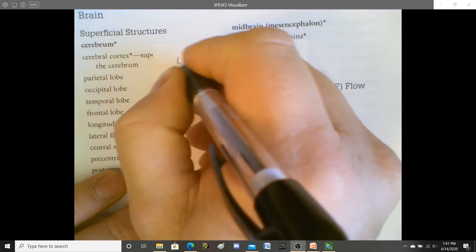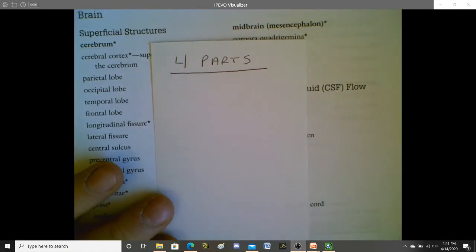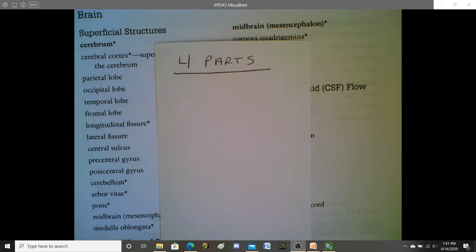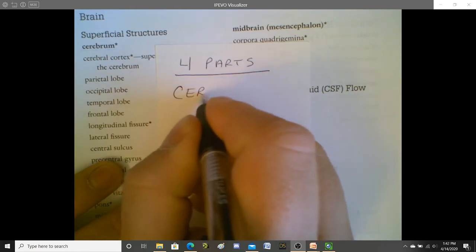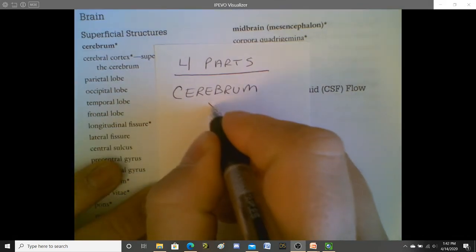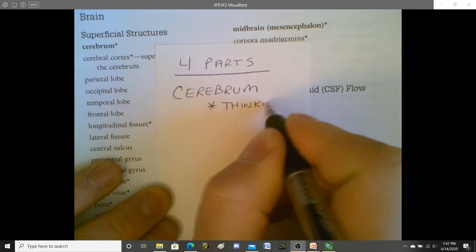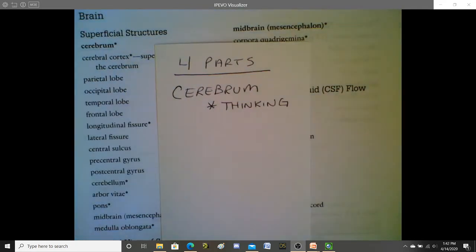So there are 4 parts to the brain, and they are listed on page 113, and I'll show you where they are. But the 4 parts of the brain are the cerebrum. And the cerebrum is the thinking part of the brain. So your cerebrum is the part of your brain where you make all your decisions. All of the decision-making parts of your brain are that cerebrum.